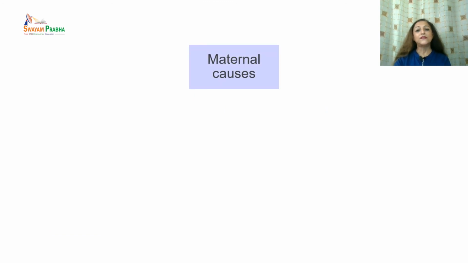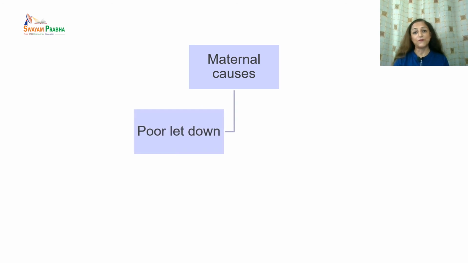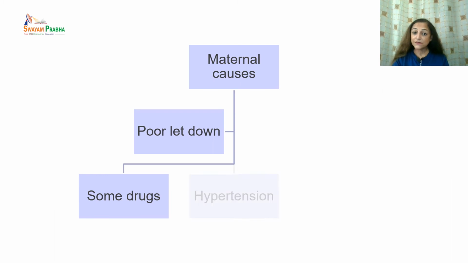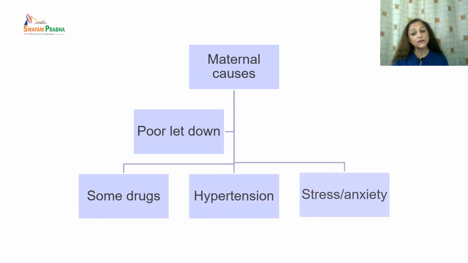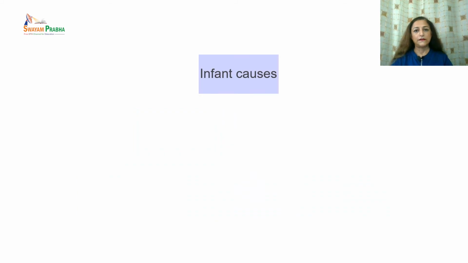The second type of maternal cause could be poor letdown by the mother. So either the milk production is less, or milk production is there but it is not able to reach the baby. It is unable to cause the letdown. It could be because of some drugs, or hypertension of the mother, or stress or anxiety, which will affect the letdown reflex.